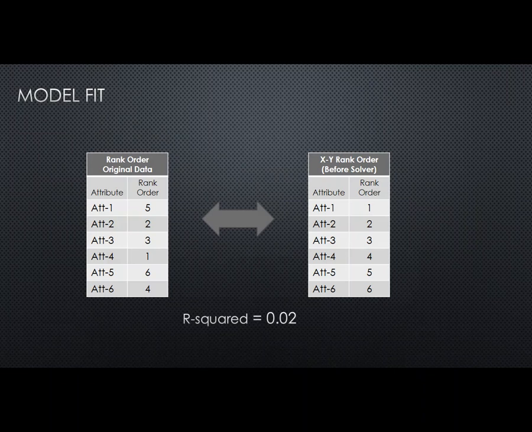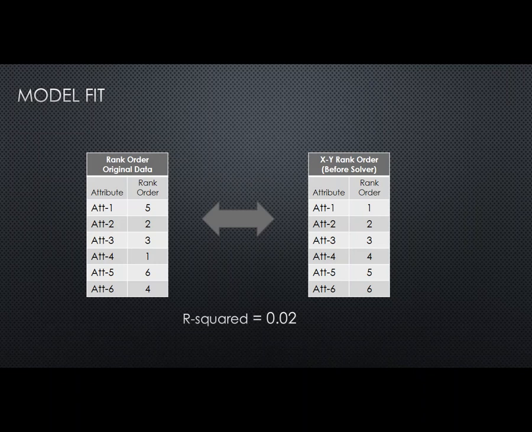All right, so here's an example of model fit. We have our original rank order data, and this is just arbitrary. This is not something where I actually went out and calculated some data. But we have these different attributes. So we have 6 attributes we're looking at, with attribute 1 ranked all the way to attribute 6 ranked. And then we have our XY coordinates. Before we do any kind of Solver, attribute 1 has a ranking of 1, attribute 2 has, so these are in no particular order at the moment.